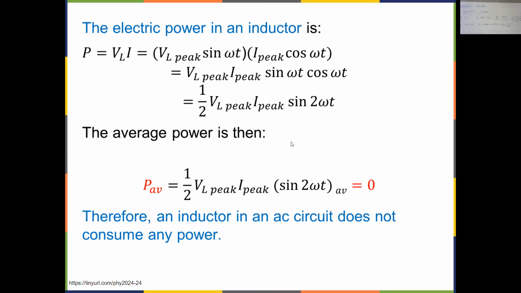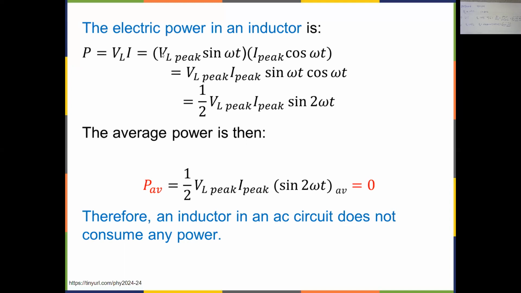So when you have an inductor in an AC circuit, let's take a look at what power that inductor consumes. You can calculate power three ways: using V times I, or I squared times R, or V squared over R. In this case, we are just going to use V times I, which is the original equation for electric power.